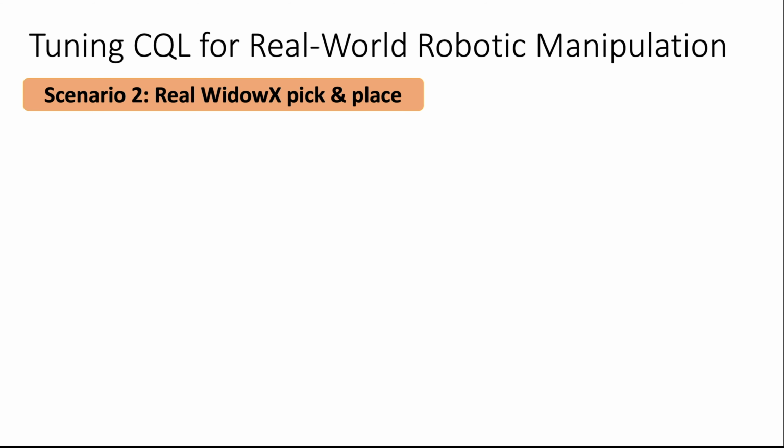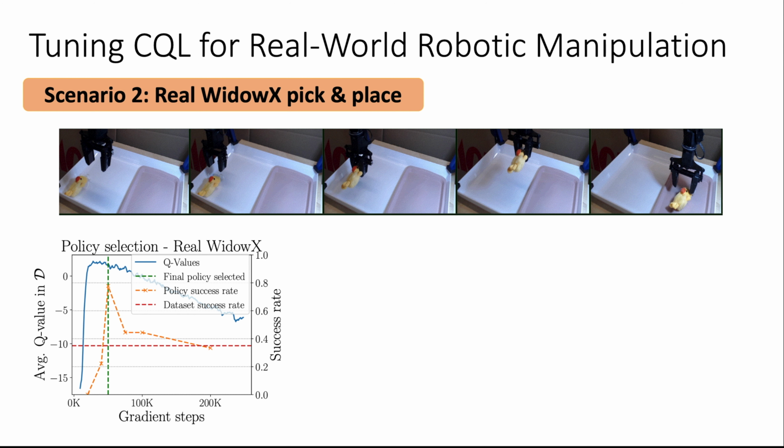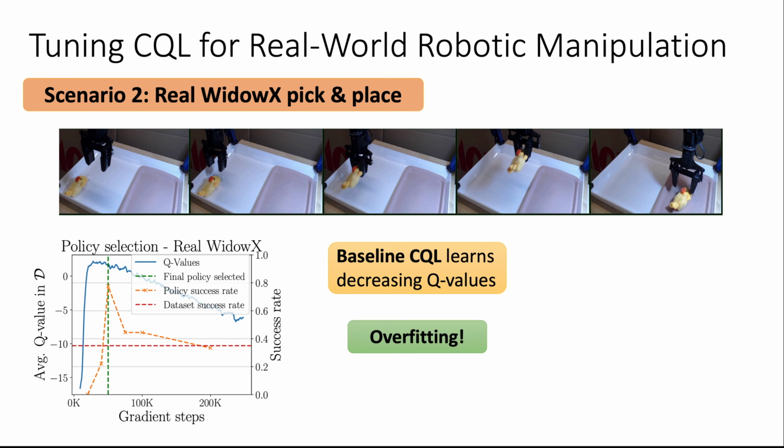The goal of our next task is to tune CQL for a real WidowX pick and place task, where the aim is to pick an object from different locations in the scene and place it in the pink tray. The dataset in this case is collected using a noisy scripted policy with an average success rate of 35%. And the dataset only consists of 200 trajectories. When we run offline CQL on this domain, we find that the Q values exhibit an increasing and then decreasing trend as shown in the blue line on the plot that you see on the slide. And this is indicative of overfitting as per our proposed workflow.